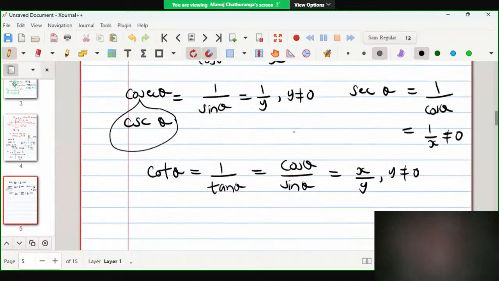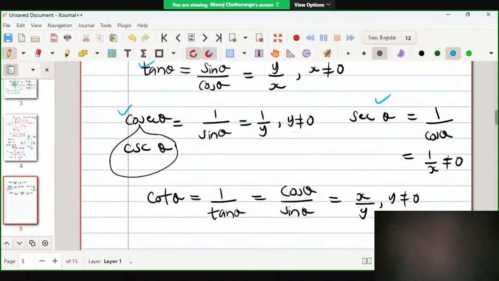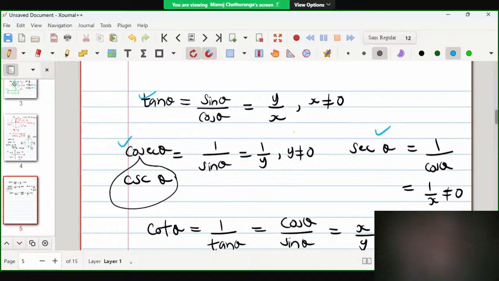So we have introduced tan theta, cosec theta, sec theta, and cot theta. Cot means complementary of tangent, so they are complementary to each other. So that means tan of 90 minus theta will be cot theta. Cot 90 minus theta will be tan theta.